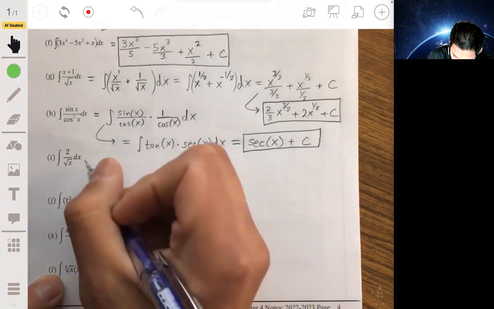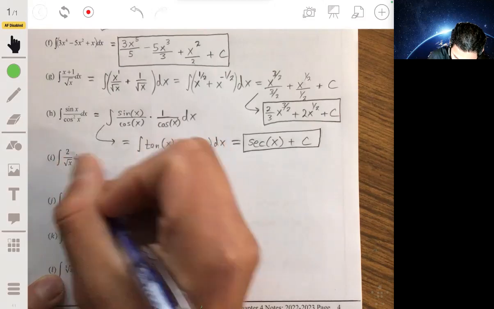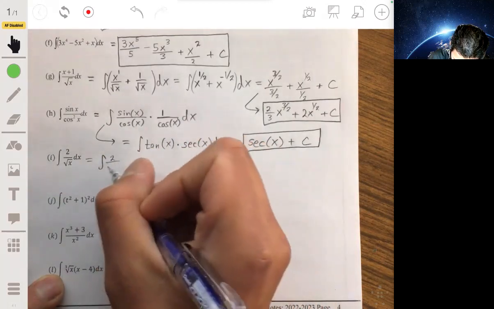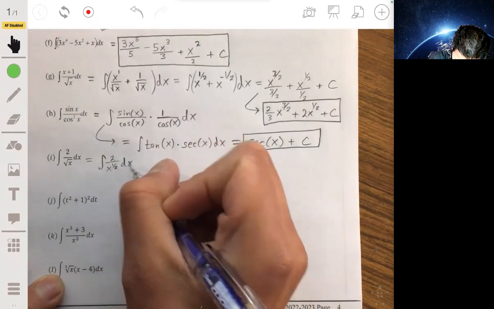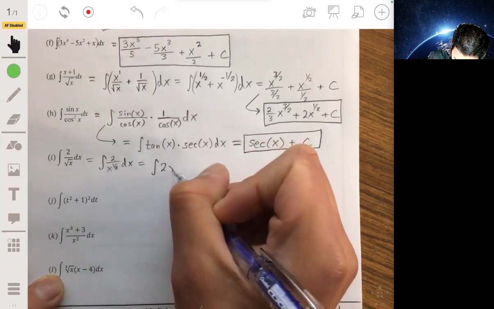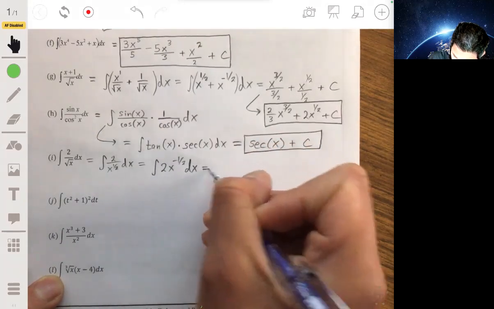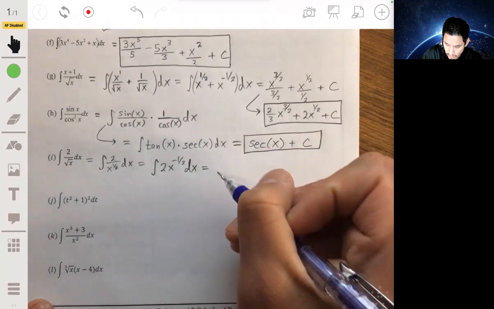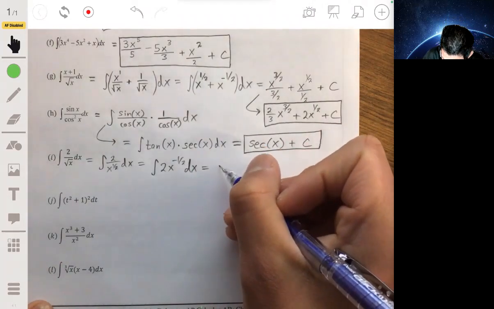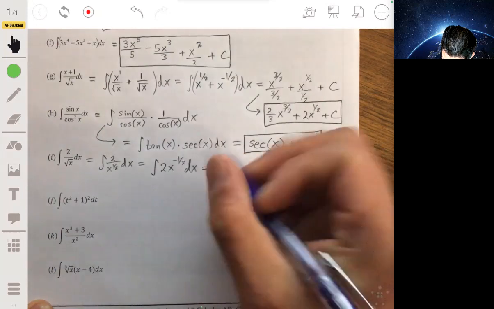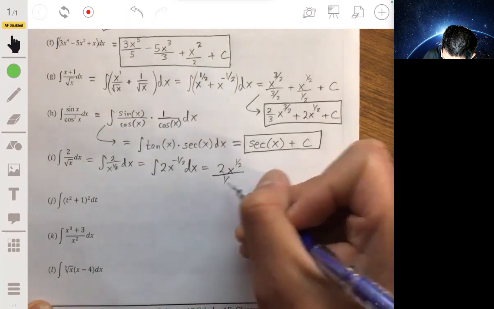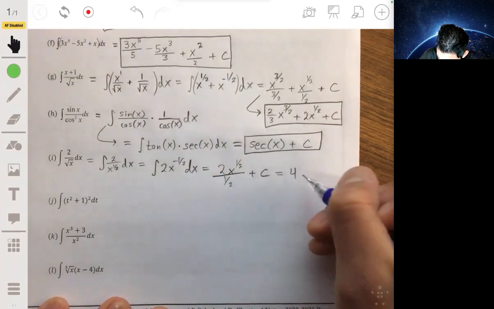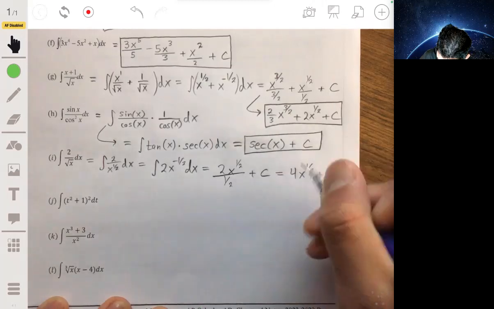All right, for I, remember this is the same as the integral of 2 over x to the 1/2 dx, which is then going to be the same as 2 times x to the negative 1/2 dx. And then we just use the reverse power rule. You get 2 adding 1 to the exponent, 2x to the 1/2 over 1/2 plus your constant c. And simplifying, you'll get 4x to the 1/2 plus c.